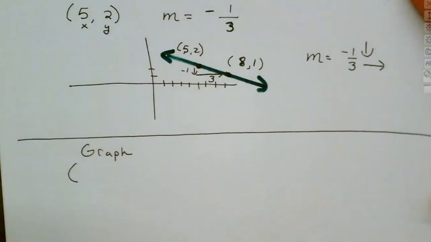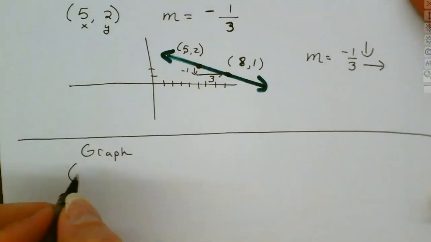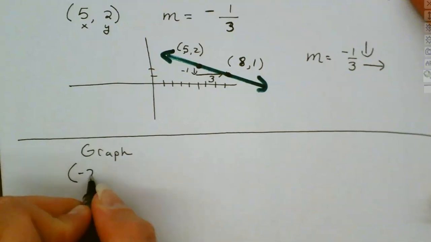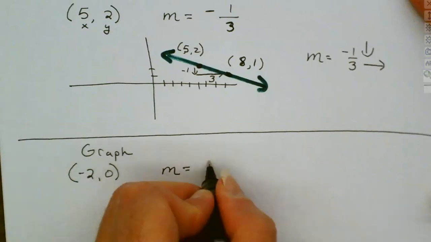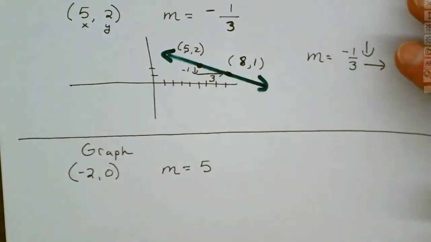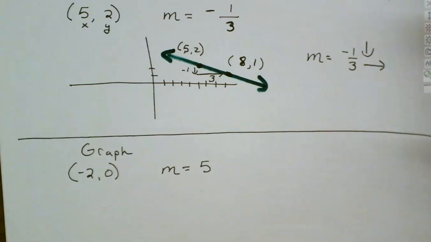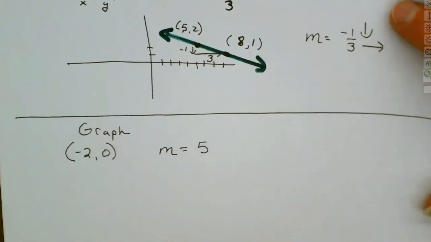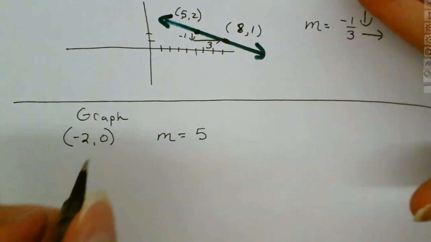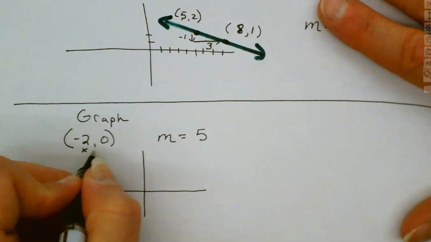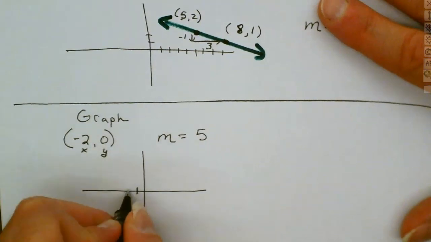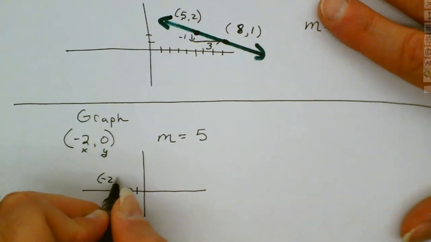Let's do another one. Let's graph this line. How about I give you the point -2, 0, and let's say my slope is 5. So we want to graph this line. You've got a point and a slope, so we can graph it. Where would we begin? The first thing we would do is plot our point, x and y. That's going to be on the x-axis, over here at -2, 0.